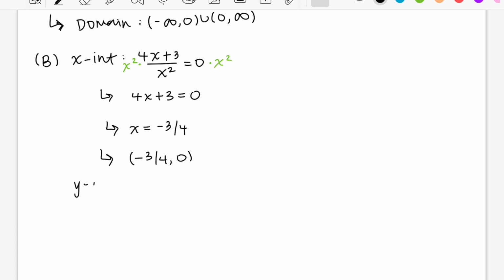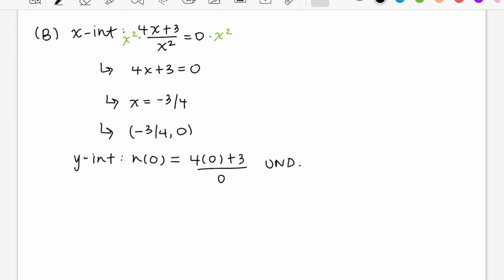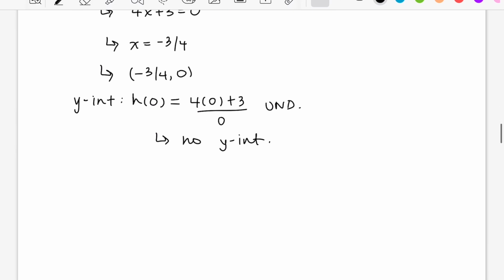And then to find our y-intercept, we're going to plug in 0 into our equation. And we know that this is undefined because we can't divide by 0. So we don't have a y-intercept. Alright, next thing we want to do is find the asymptotes.